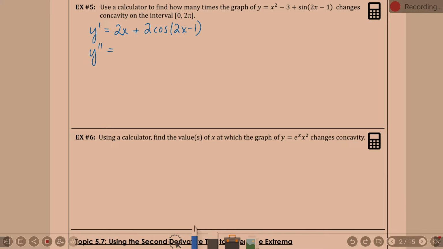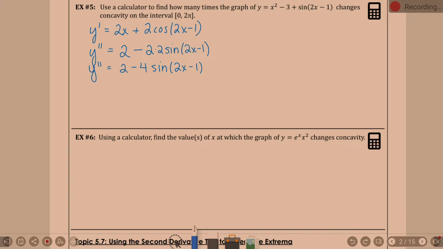Second derivative. Derivative of 2x is 2. There's already a 2 out front. Derivative of cosine of something is minus, there's already a 2 out there, sine of something times the derivative of something. So times another 2 in there. So my second derivative is really going to clean up to be 2 minus 4 sine of 2x minus 1, if I did that right.